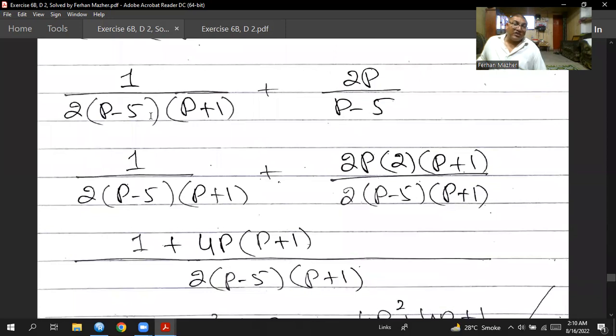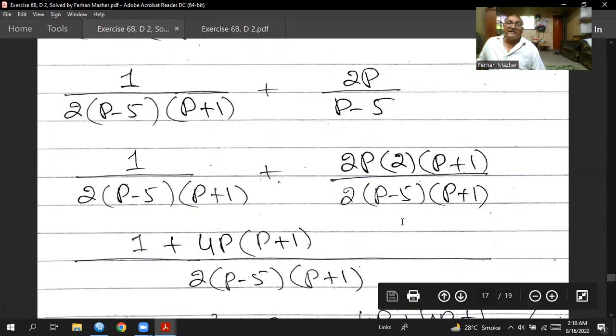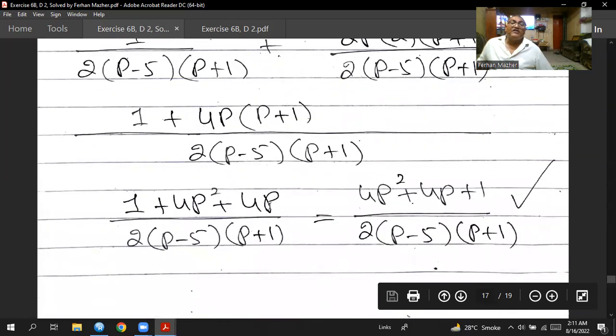So if you want to make the denominator same, in this fraction, multiply upstairs downstairs with the 2 and the p plus 1. So here you can see we have multiplied with the 2 and the p plus 1. So now the denominator is the same. So I can write a single fraction. So I write here a single fraction, 2 bracket p minus 5 bracket close bracket start p plus 1 bracket close. Upstairs I will have 1 plus 4p bracket p plus 1.